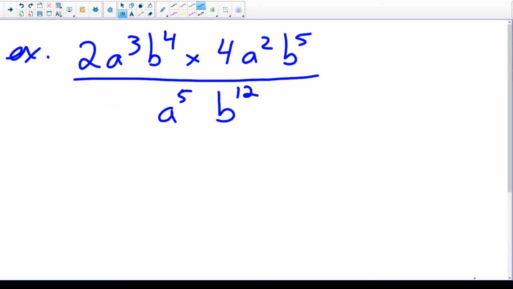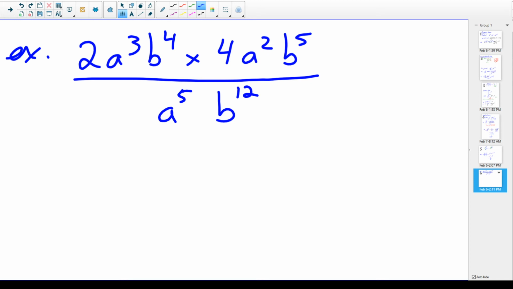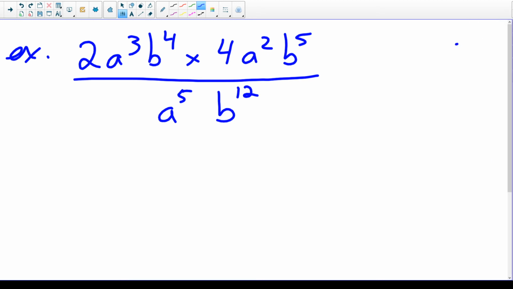Let's look at this guy. So for this one, it looks very imposing when you first look at it, but we're just going to take it a step at a time. This is a combination of the multiplication rule and the quotient rule, okay? And we'll see if a negative rule pops up, but we have to simplify everything before we do that.